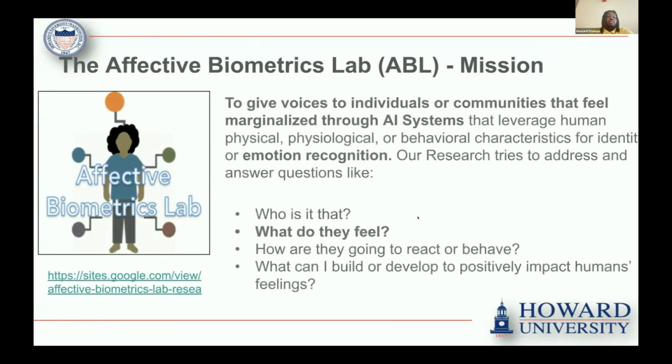The mission of the Effective Biometrics Lab is to give voices to individuals or communities that feel marginalized through AI systems that leverage physiological or behavioral characteristics for identity or emotion recognition. Our research tries to address and answer questions like who is that, what do they feel, how are they going to react or behave, and what can I build or develop to positively impact human feelings.